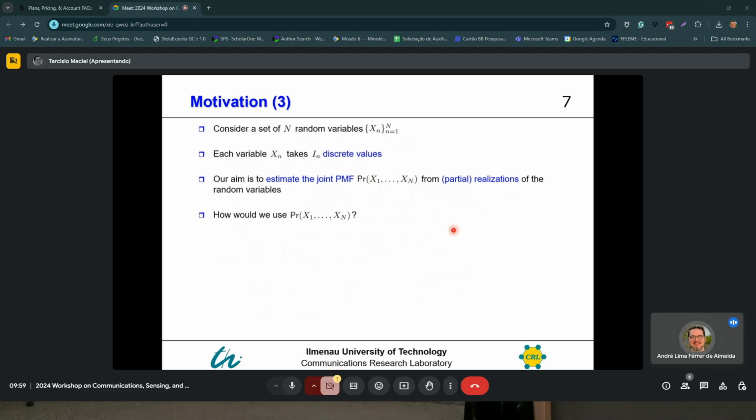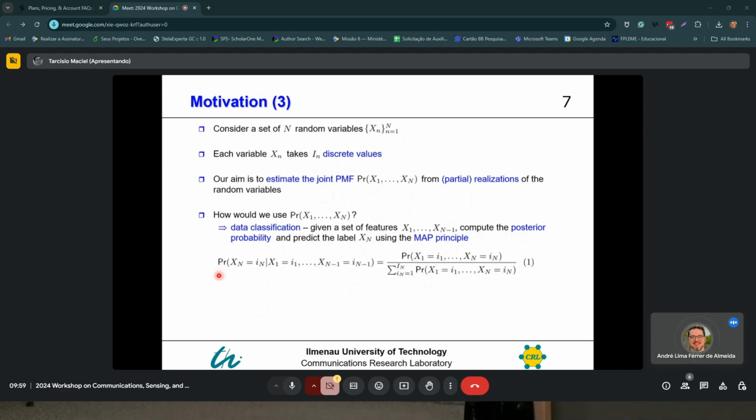So when we have achieved this goal, how would we use this joint PMF? For example, for data classification: given a set of features, let's say X_1 through X_{N-1}, we want to compute the posterior probability and predict the label X_N using the MAP principle. How can we do that? This would be the conditional probability of capital X_N being equal to I_N, given the values of the other N minus 1 random variables that we have observed.